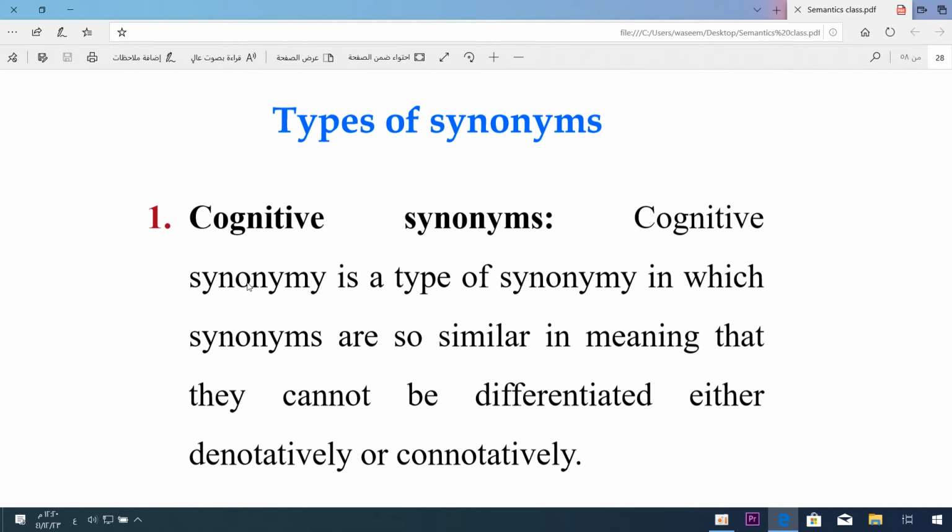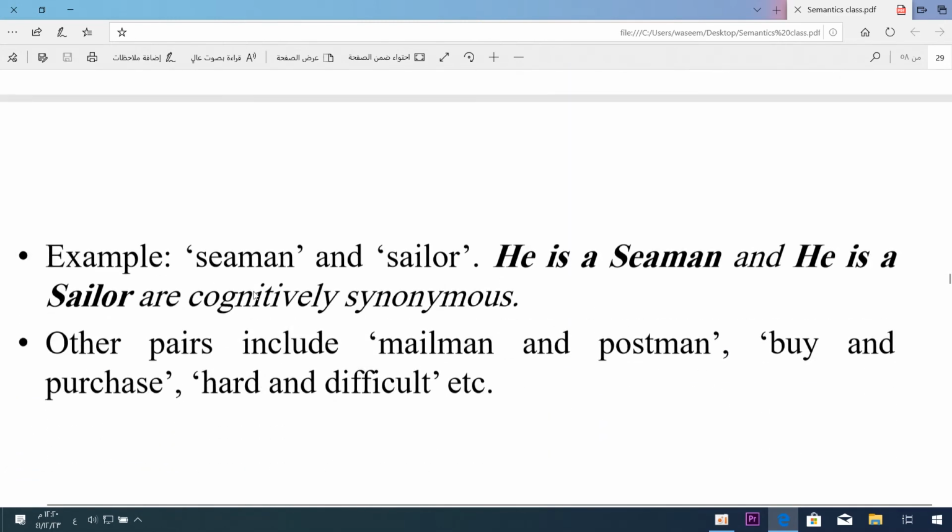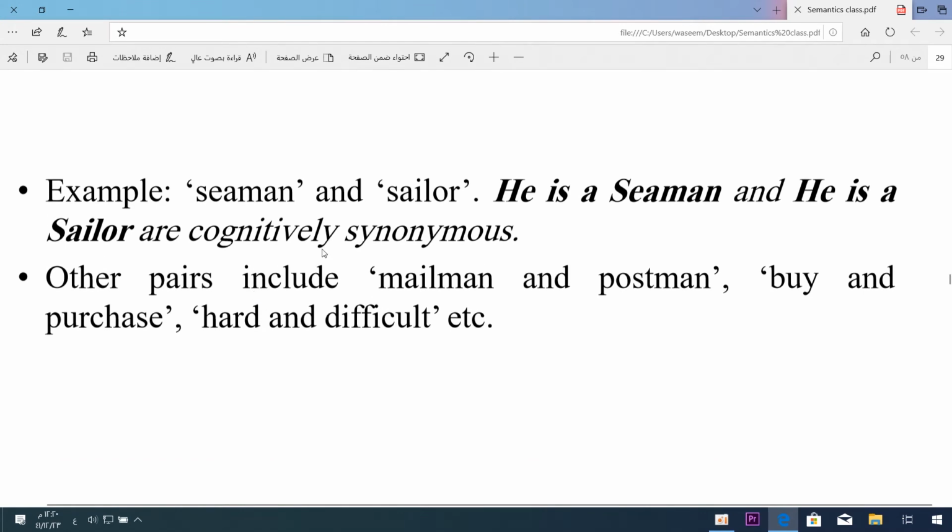Example, seaman and sailor. He is a seaman, he is a sailor, are cognitively synonymous. Other pairs include mailman and postman, buy and purchase, hard and difficult. So all of them express the same meaning. That's why we call them cognitive synonyms.